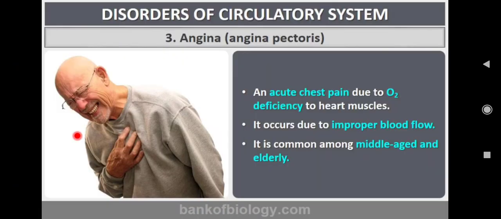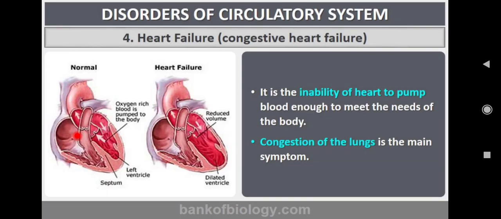So due to this, what happens? An acute chest pain occurs due to oxygen deficiency to the heart muscle. Since oxygen is not properly carried to the heart muscle, acute chest pain occurs. So it occurs due to improper blood flow only. It is common among middle-aged and elderly people. The next one is called angina. Angina is an acute pain.